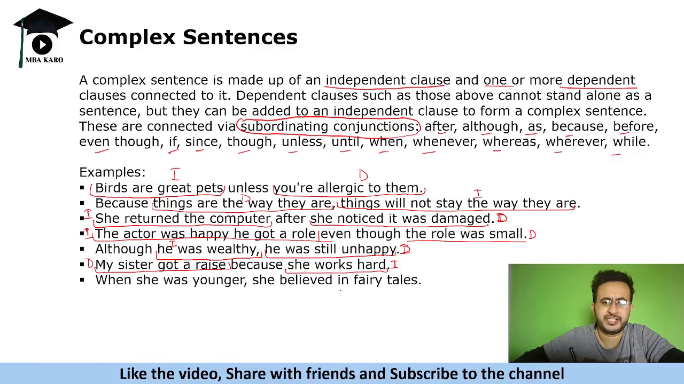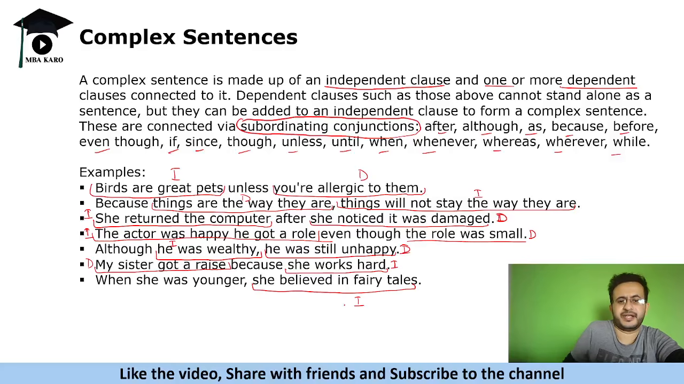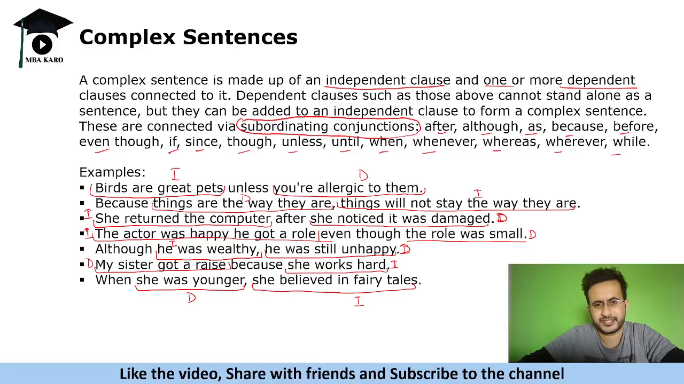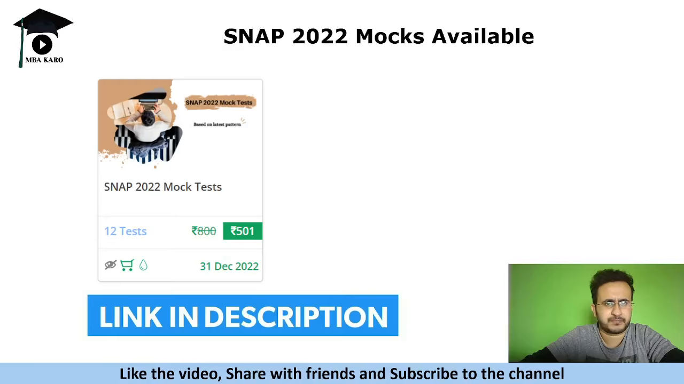When she was younger, she believed in fairy tales. She believed in fairy tales. Okay, that is independent. And when did she believe? When she was younger. So this is depending on this. So this is what a complex sentence is, wherein there is one dependent and one independent clause. And these are the identifiers like after, although, as, because. These are the things that are used to connect them. So two sentences are depending on each other. मतलब one sentence is depending on the other using these conjunctions. So that is what a complex sentence is.